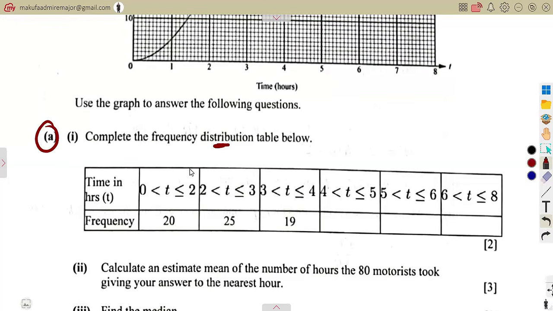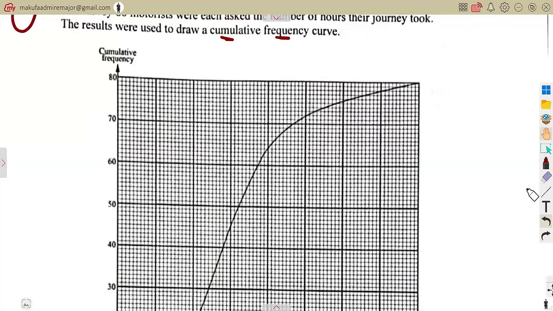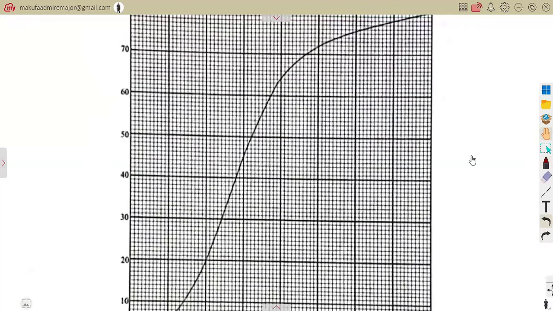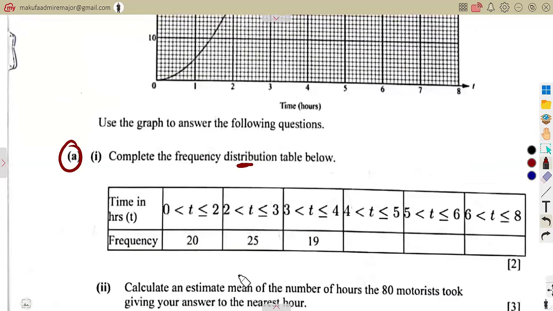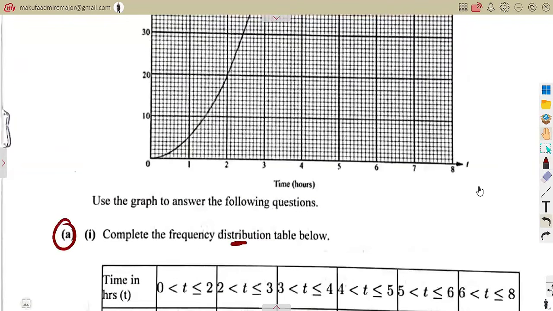The frequency, not cumulative. This is frequency. The table shows frequency. The graph is not showing frequency, no. It is showing the cumulative frequency. Remember, the cumulative frequencies were increasing as you were taking them. You're adding one frequency to another. Like if the first one is 20, you start with 20, then you add 20 plus 25, which is 45. You add that 45 to 19 and so on, which is 64. These were the values that we have as the cumulative frequency.